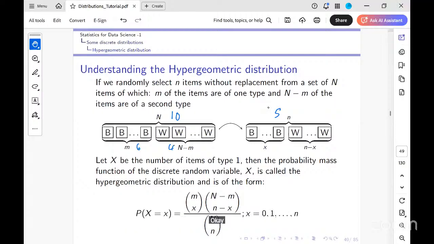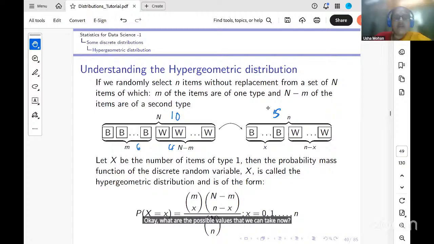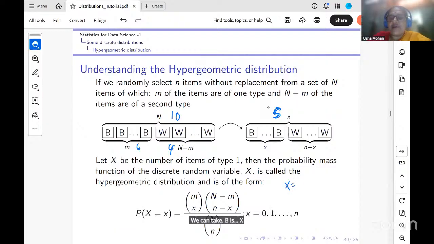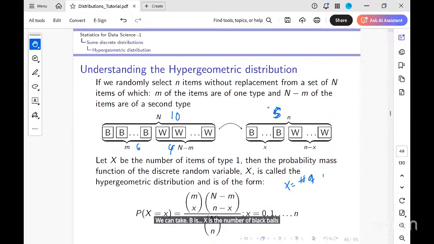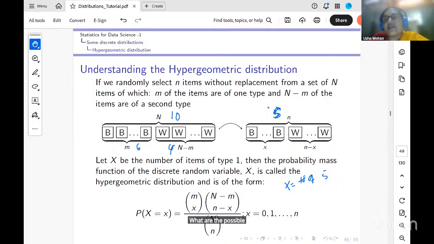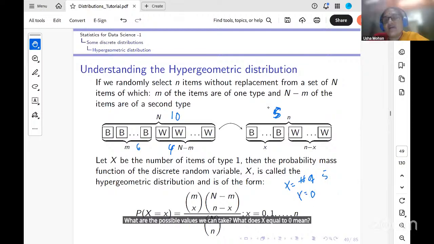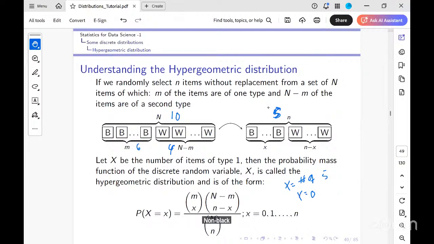What are the possible values that X can take now? I'm choosing 5 balls from 10 balls, and X is the number of black balls in this 5. X from 0 to n? What does X equal to 0 mean? It means there are no black balls, so all of them should be white.